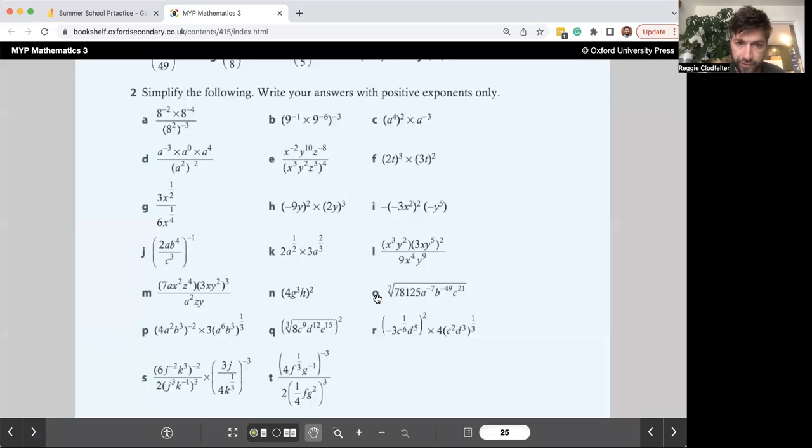Notice you're going to see that a lot, where you take a whole thing like this and it just becomes xy cubed. Okay.